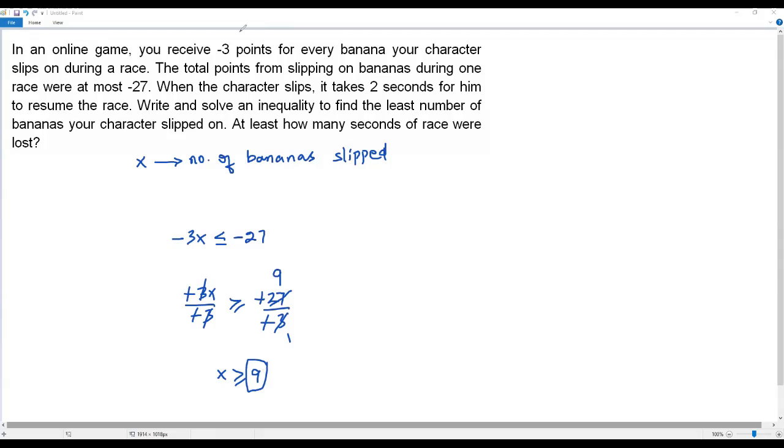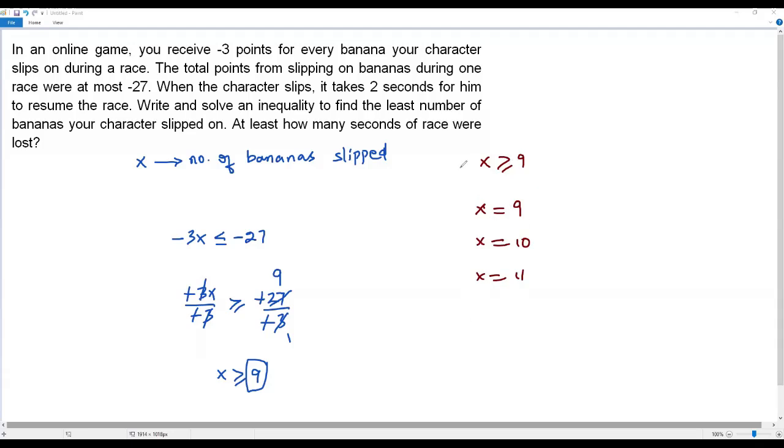Okay, now let's answer the second question, that is, at least how many seconds of race were lost? So now we got that x is greater than or equal to 9. So x can be equal to 9, or x can be any integer greater than 9. So the possible values that we can have for x are x equals 9, or x equals 10, or x equals 11. In this way, we can write many values, so any integer greater than 9.